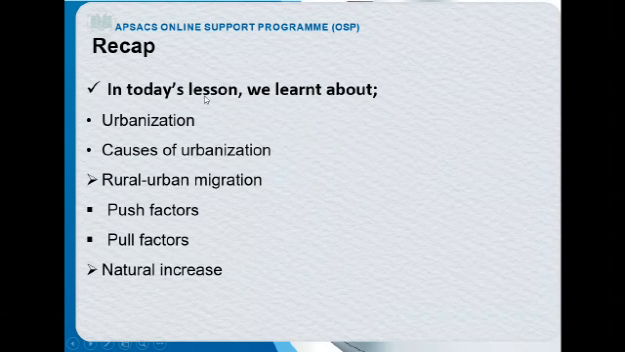Recap: in today's lesson we learnt about urbanization, causes of urbanization, rural-urban migration, push factors, pull factors, and natural increase. The two main causes of urbanization are rural-urban migration and natural increase, while rural-urban migration is further subdivided into push factors and pull factors. I hope the concept is quite clear.